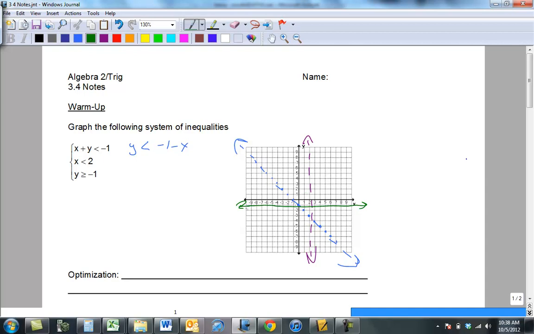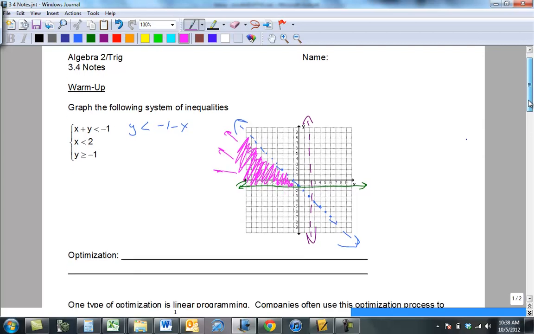So it's below the blue line. It's to the left of the purple line, and it's above the green line. So your final answer should be the shaded area up in here, going that way. Now this shaded area is unbounded. This goes on forever and ever and ever in that direction, in all of these directions, right? This is an unbounded shaded region.